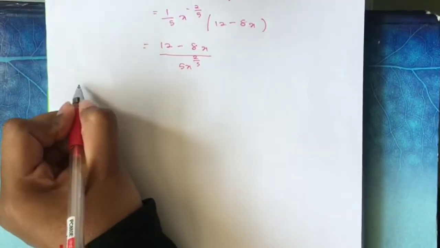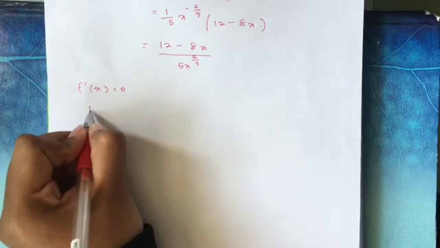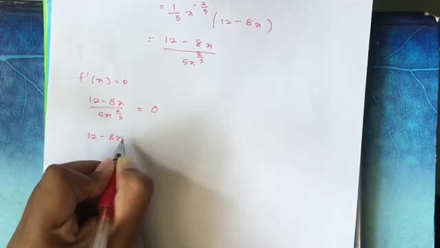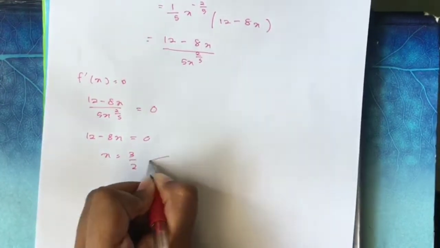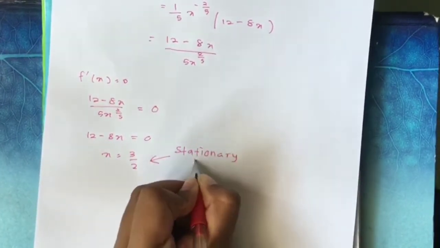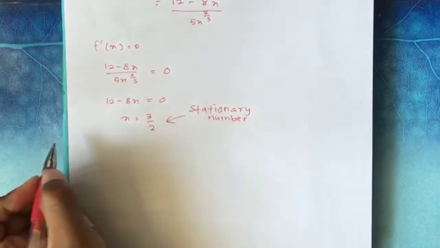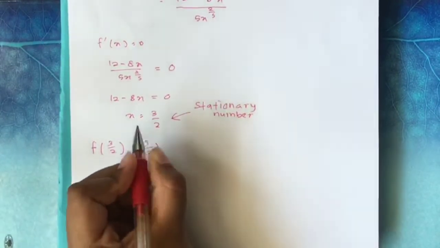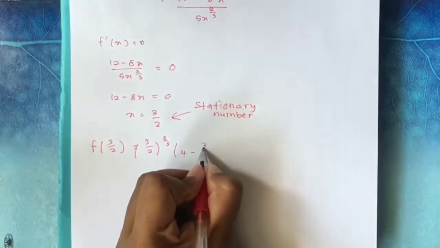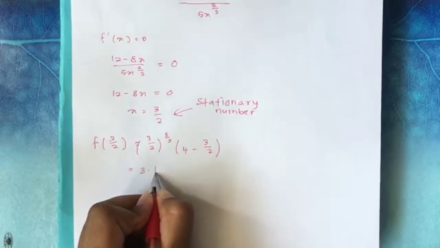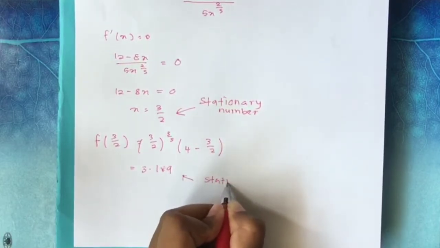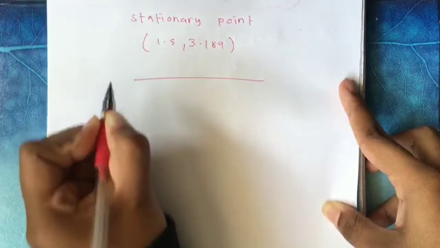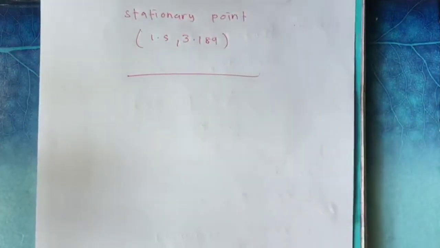So with stationary point, there is only one case, which is f prime x equal to 0. So we will compare the answer we obtained earlier with 0 and get the answer x equals 3 over 2. This is the stationary number. When we obtain the value of x, we will substitute it into the original equation to get the stationary value. When we obtain the stationary number and value, we will obtain the stationary point.